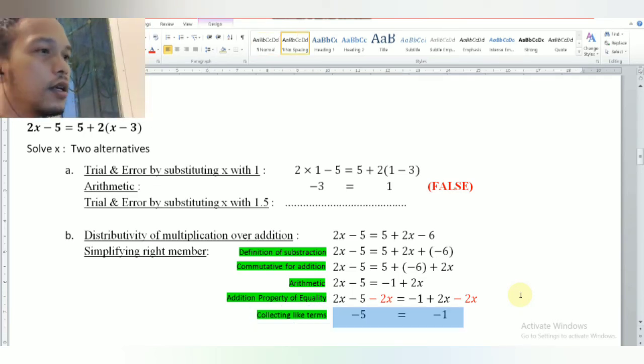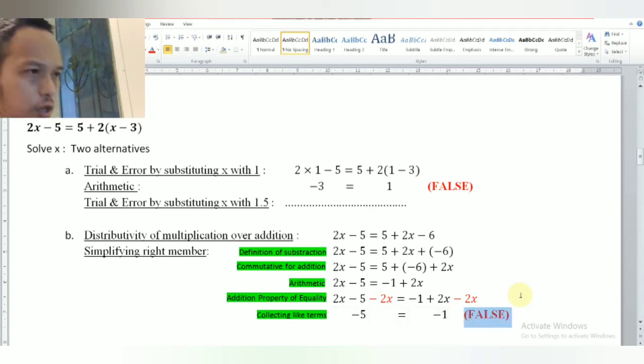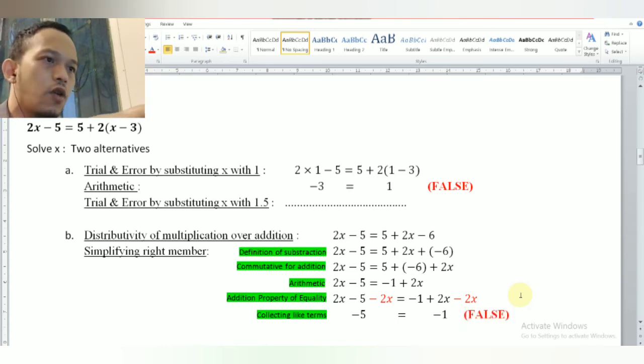And this is the last statement that we cannot do anything about. Negative 5 equals negative 1. And this statement is false. And you cannot go further. So what does it mean? It means that you have no solution.